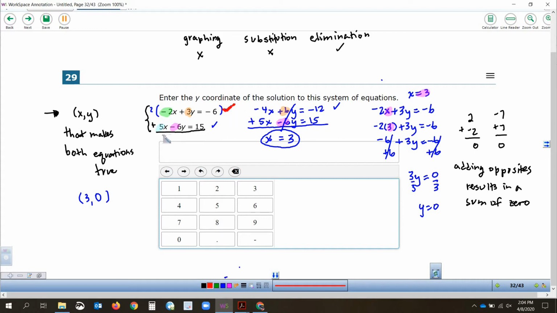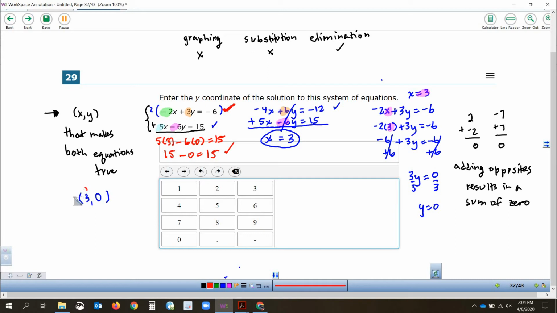But how about this one right here? Let's try it. 5 times 3 minus 6 times 0 is supposed to equal 15. Well, what's 5 times 3? 15. What's 6 times 0? 0. Does 15 minus 0 equal 15? It does.